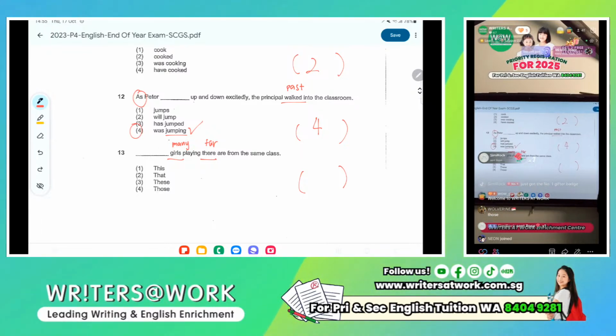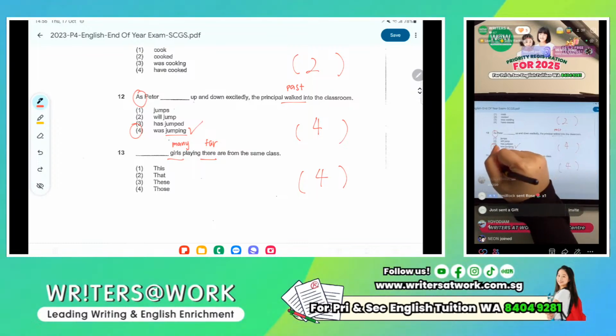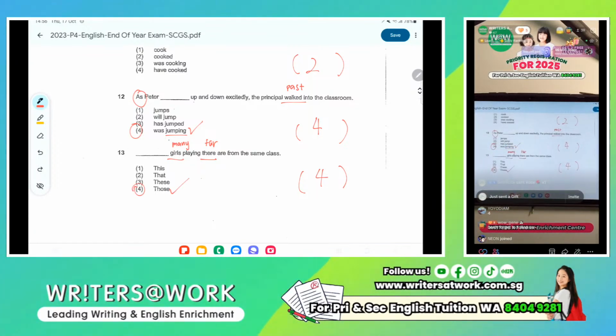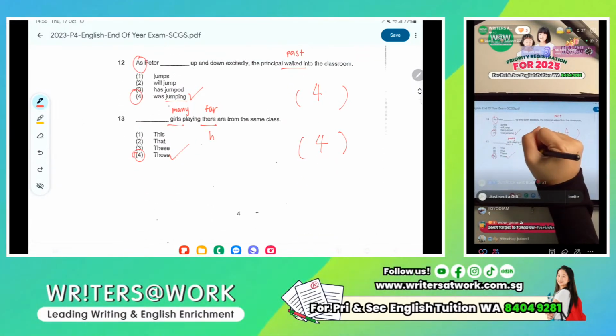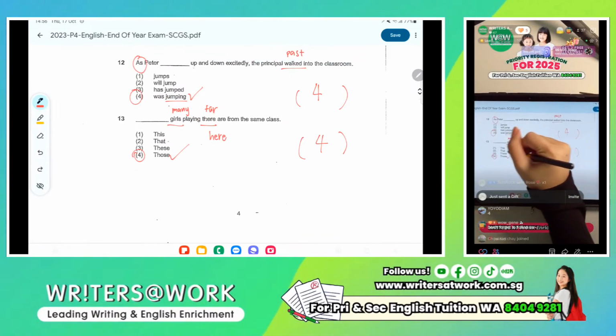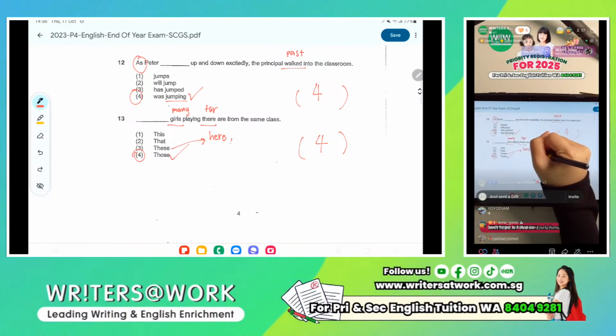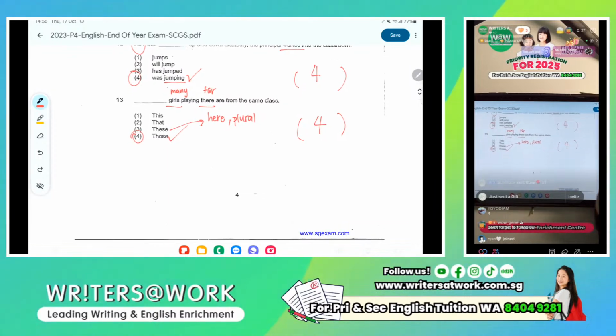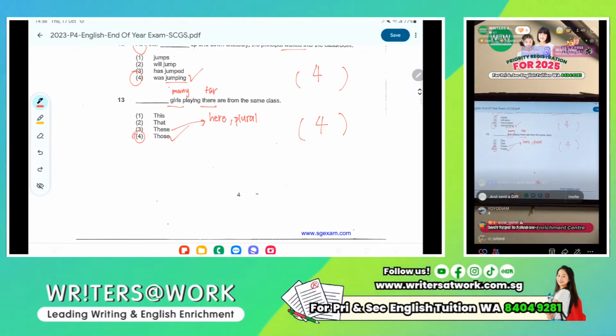Thank you for your answer. Yes, the answer is those girls over there. That is correct because it is many and it is far. So it's those. It can't be these, because when it is these, it is near you, over here. For this, it will be here and plural. Same for this and that, just that they are singular form.